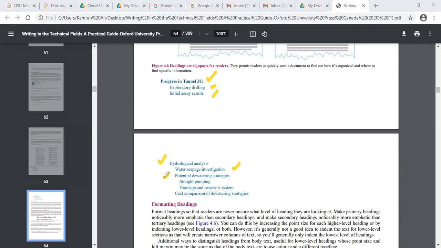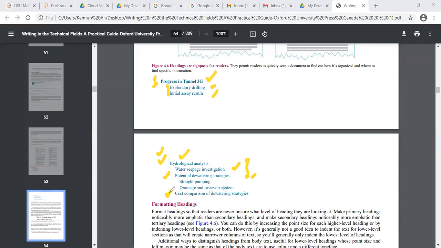This is the first level. This is also the first level. No, this is second. Let me number it. This is, in fact, the first level, right? And then these are the subheadings here. Now, this one, hydrological analysis, is also the first level, right? And these two are the second level headings, right?